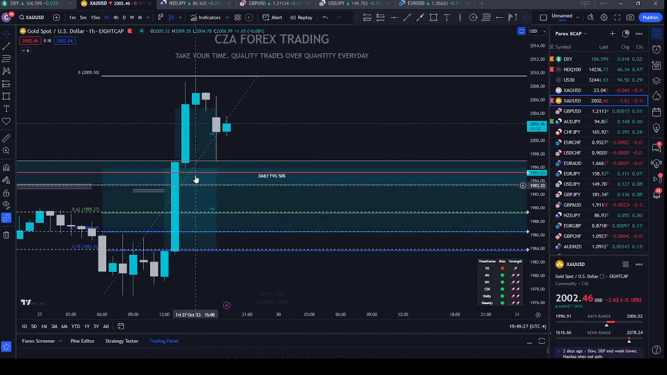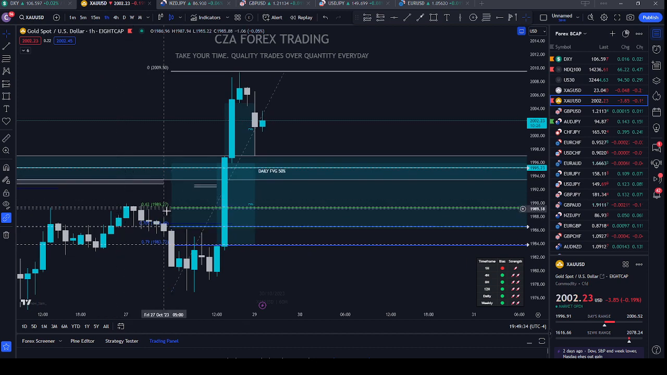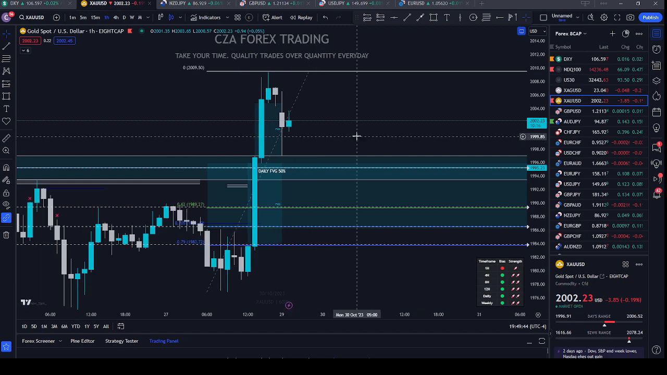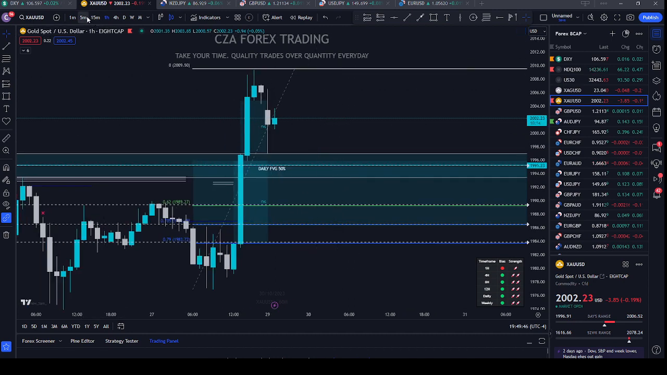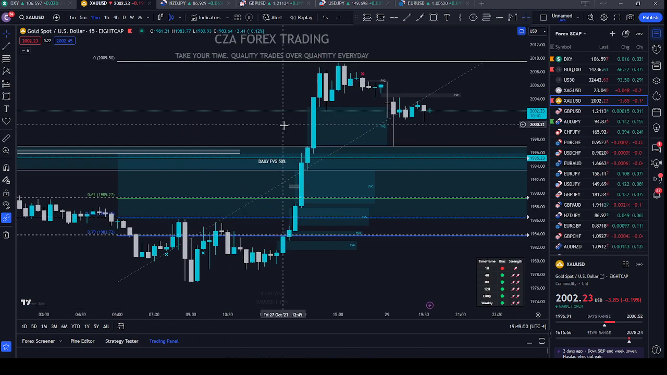Huge fair value gap over here. The 50% of the fair value gap overlaps with the 0.62, so that looks like a pretty nice entry as well for the lower time frame. I think we identified a really nice point of interest, guys. Let's look at the 15-minute, within the daily fair value gap.